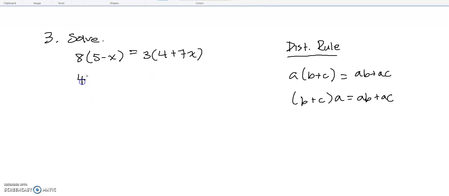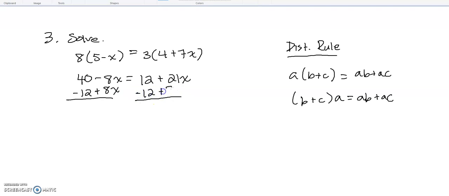8 times 5 makes 40. Minus 8 times x is minus 8x. And then 3 times 4 is 12. And 3 times 7x is 21x. So then we're just like in the previous problem. So what I'll do is I'll add 8x to both sides and subtract 12. So the 8x's cancel on the left and the 12's cancel on the right.